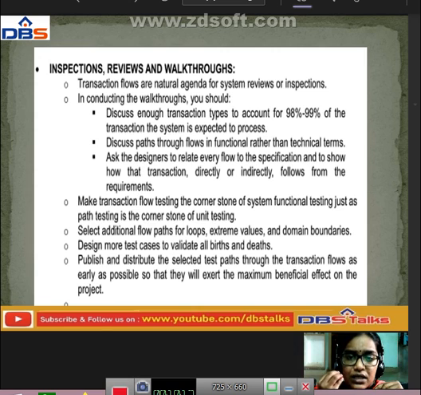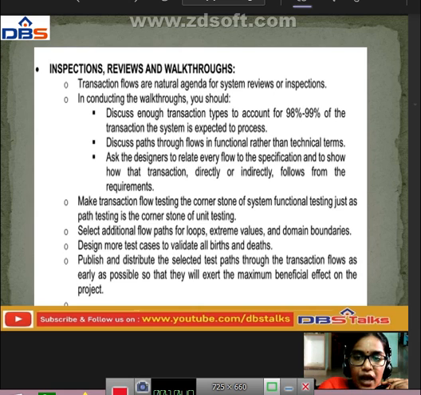You have to ask the designer to relate each and every specification, and make the transaction for each and every corner, and indirectly follow from the requirements. However, you have to make these things very basic. You have to consider it as a basic thing, and you can say this is the basic functional testing, just as path testing, in order to serve as a cornerstone of the unit testing.